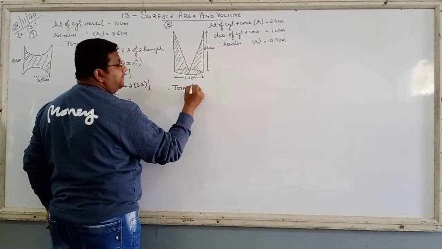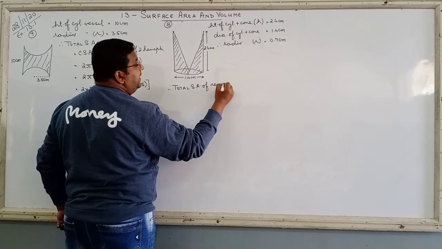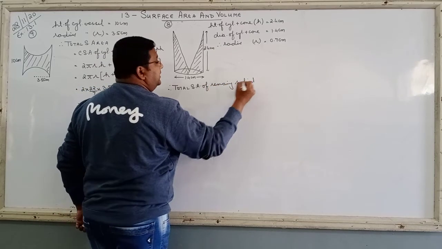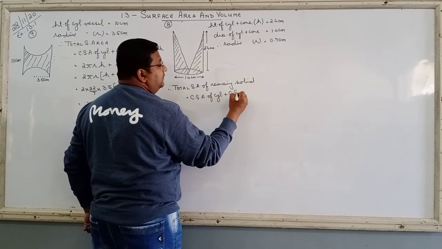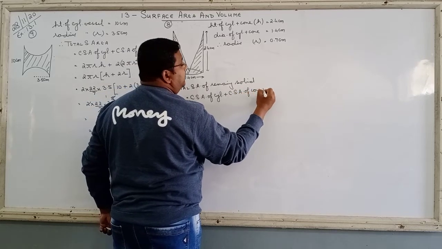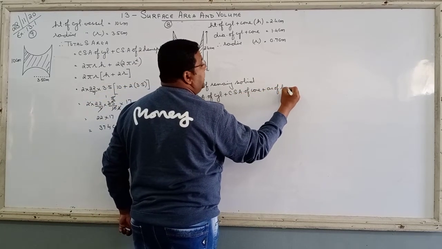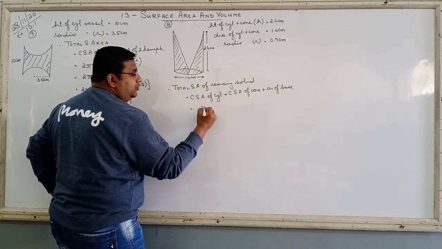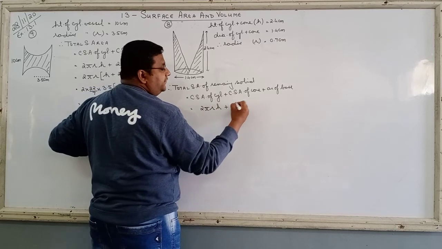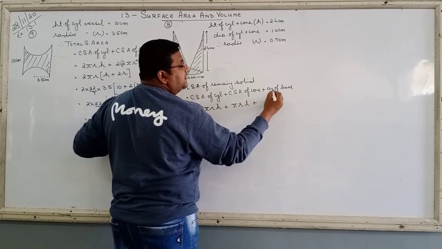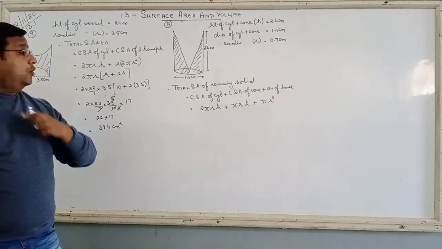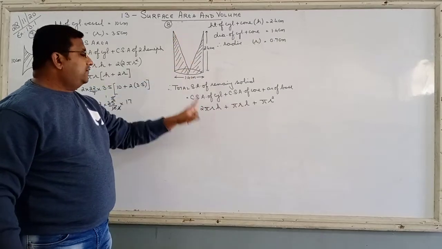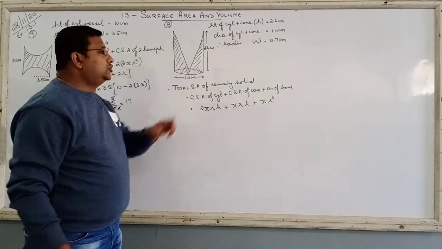So that means, therefore, total surface area of remaining solid is equal to curved surface area of cylinder plus curved surface area of cone plus area of base. So curved surface area of cylinder 2 pi r h, plus curved surface area of cone pi r l, plus area of base pi r square. The only problem over here, we don't have L, that is this slant height. We have H, we have R. So slant height we need to find.